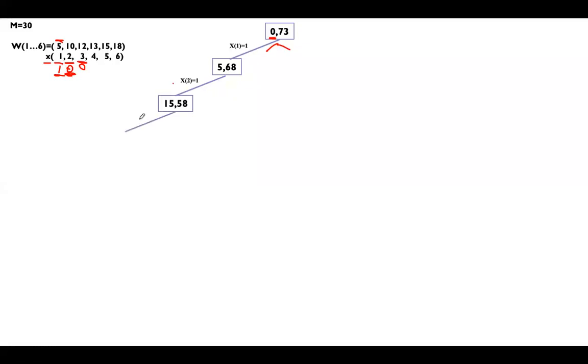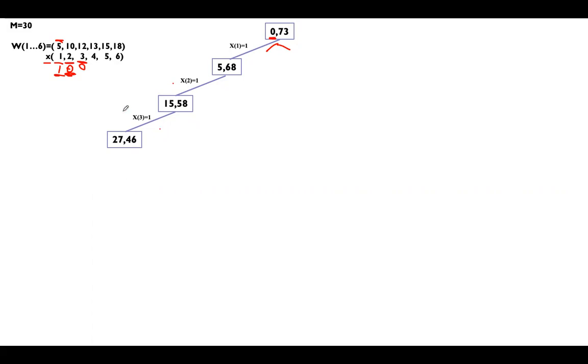x3 is equal to 1. When x3 is equal to 1, that is 12, and 12 plus 15 is 27. The total weights we have considered are 5 plus 10 plus 12, that is 27. Remaining is 58 minus 12, that is 46. So weights so far selected is 27, 46.